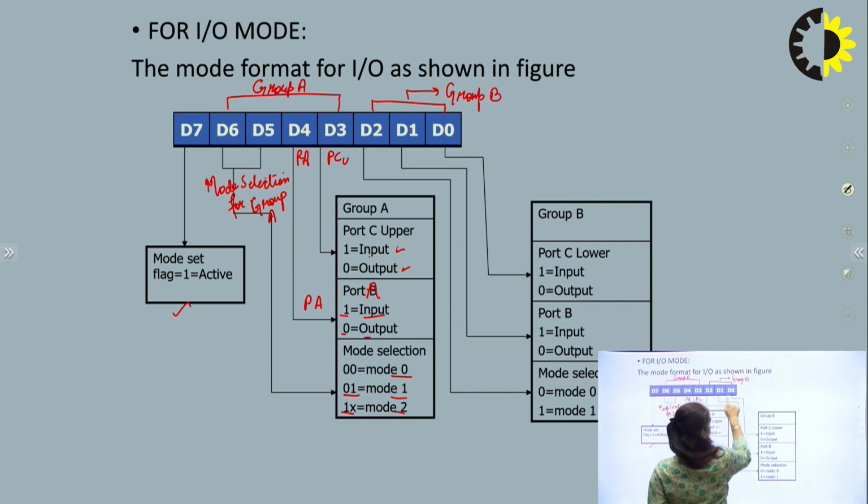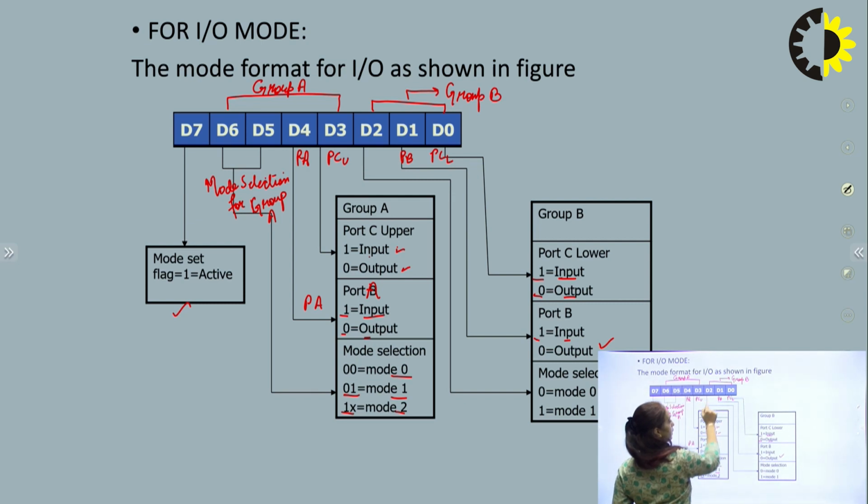For group B, D0 is your port C lower. Similarly, as we have seen previously, if this bit is 1, it will work as an input port, if it is 0, it will work as an output port. Then this is your port B. When it is 1, it will work as an input. When it is 0, it will work as an output.